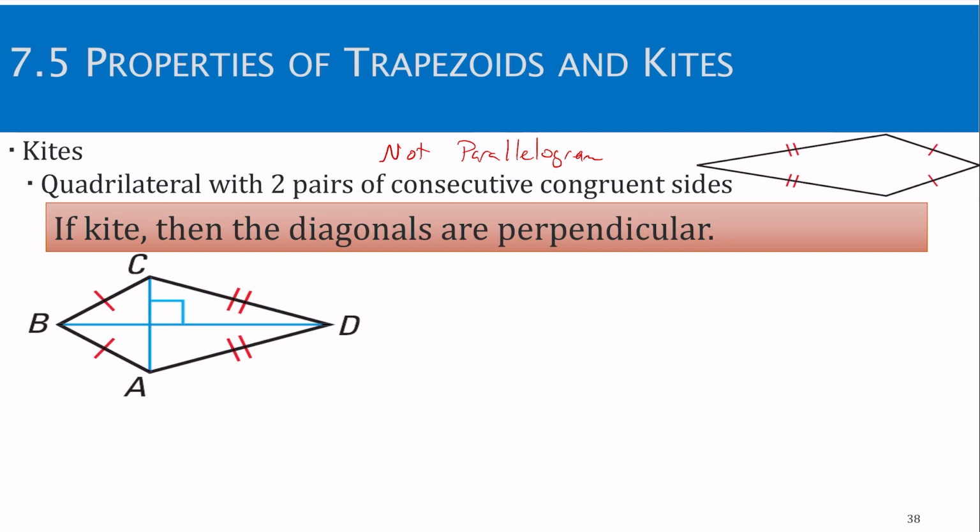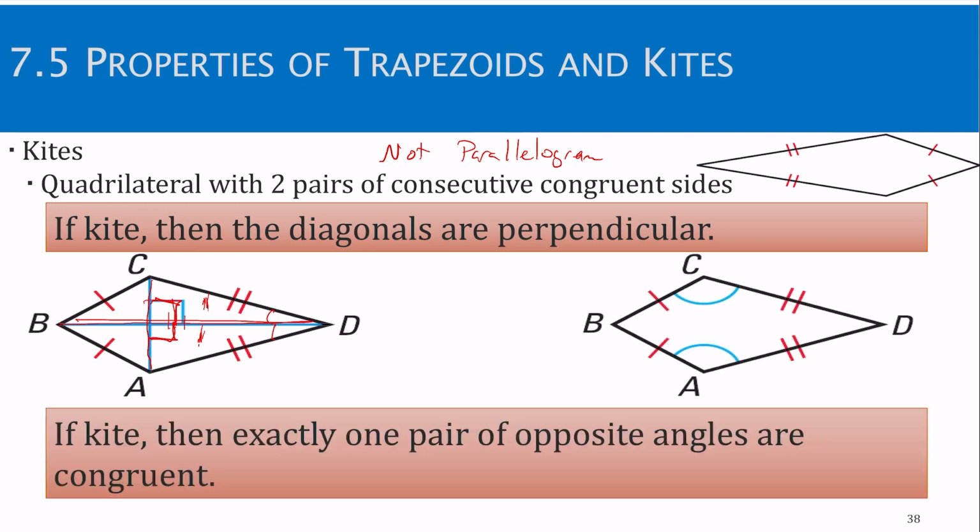And if we wanted to, we could prove that. Draw that one. The top and bottom triangles are congruent by SSS, which means this angle is congruent to that angle. And then we can draw this one. And then these two triangles are congruent by side-angle-side, which means this angle and this angle are congruent. And so if they're congruent and a linear pair, they're 90 degrees. So perpendicular.